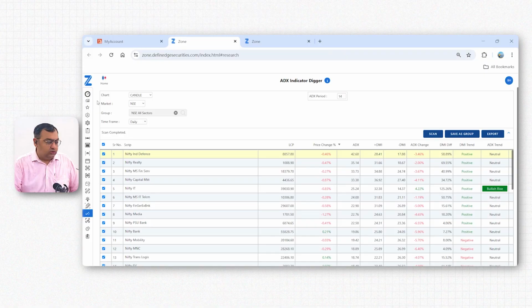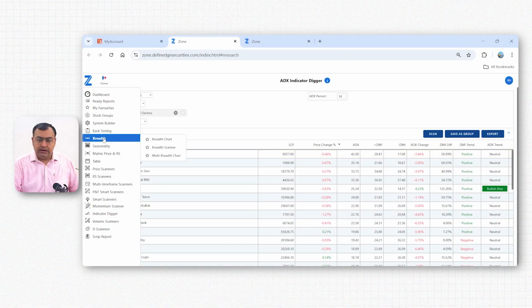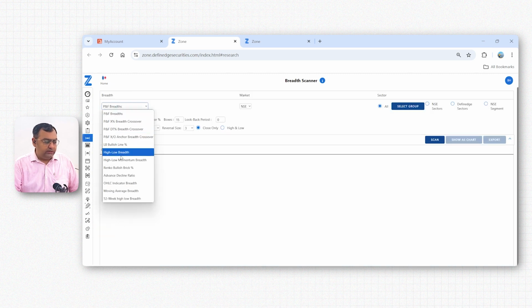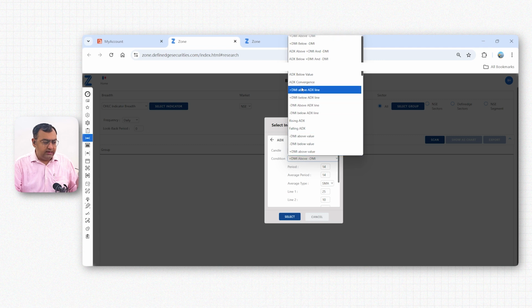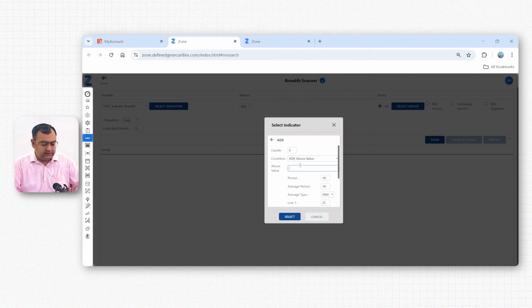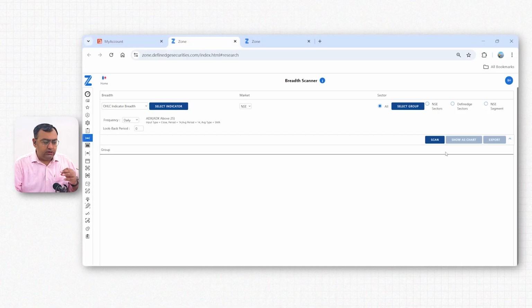Second important, you can also check the breadth of the sector based on the ADX. How? If you are using RZone, go to the breadth indicator, breadth scanner, and select OHLC over here. I'll select ADX. I'm just looking at the ADX value over here. Let's say ADX value above 25 because we want the momentum. I'm not looking at bullish or bearish, but being a short-term trader, I have to look at where there is an opportunity building up. So I will look at ADX value above 25 and select NSE sectors scan.